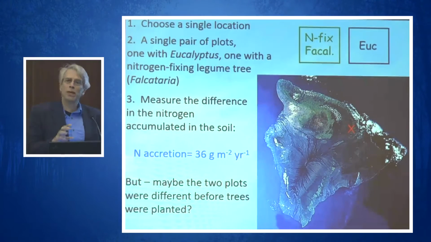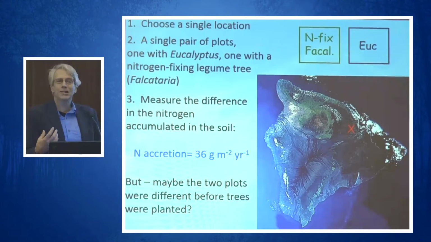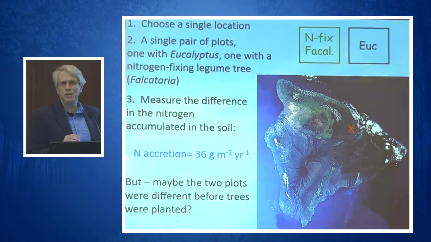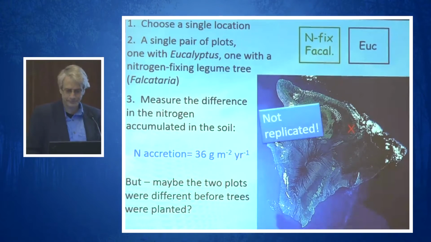But you know, those two plots may not have been exactly identical before we chose to plant one species on one plot and the other species on the other plot. It could be that what we think is our effect of the nitrogen fixing tree is actually an effect that was pre-existing in the soil, and so we call this an unreplicated study. It does not mean that the number 36 is the wrong number. It just means I should not be statistically confident that it's a nitrogen fixing effect. So classically we would say this is not a replicated study.